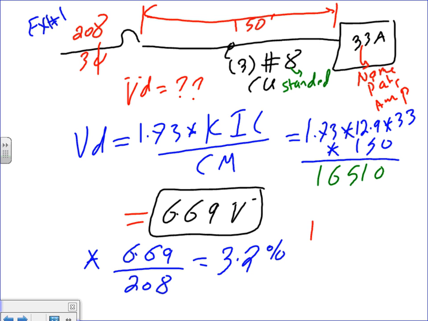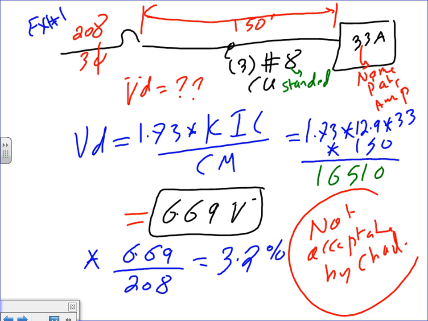3% of 208 is not acceptable by the NEC code book. Remember, the NEC is a recommendation for this. Okay, now we know what the problem is.